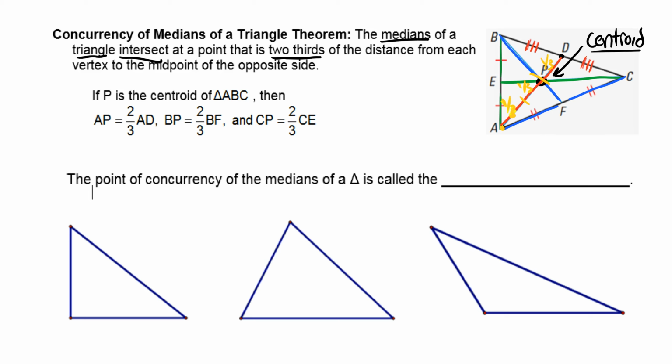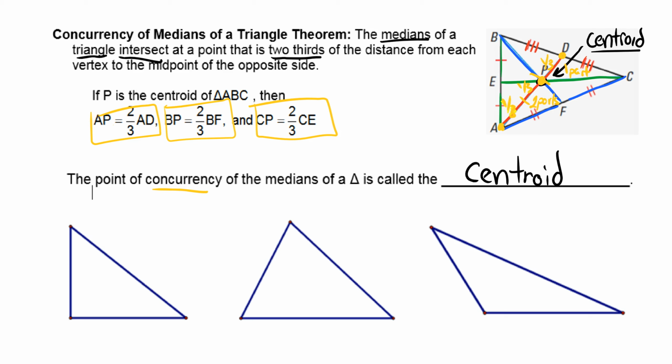So what that means is we get these equations. AP is 2/3 of AD, BP is 2/3 of BF, and finally CP is 2/3 of CE. The way I look at it, from the vertex to the centroid is two parts, and from the centroid to the midpoint on the opposite side is one part. So I have a 2-part and a 1-part. This point of concurrency, where they all meet, is called the centroid. We already have it down here, but let's write it anyway.